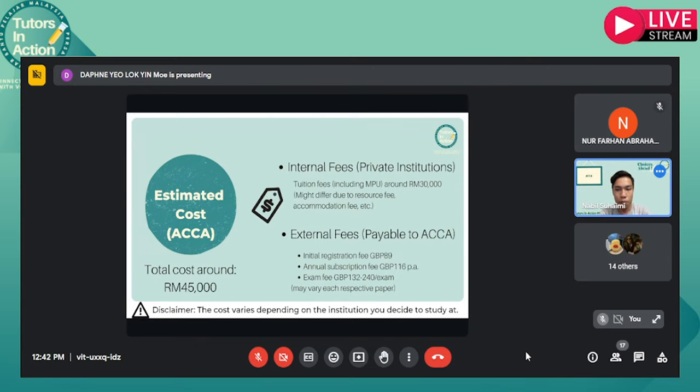And bear in mind that this is a huge cost and it might differ significantly if you study in public or you obtain a scholarship. Next slide.